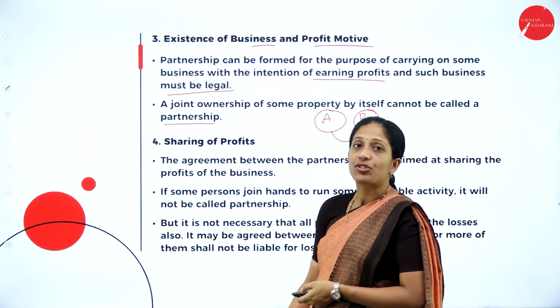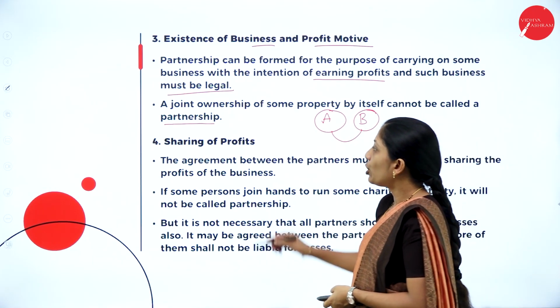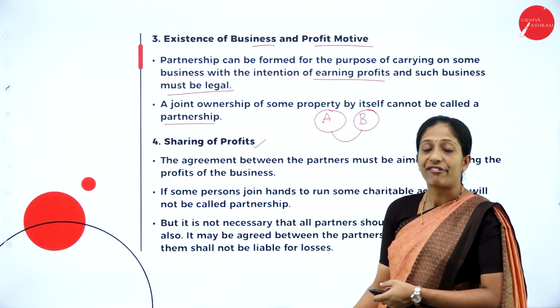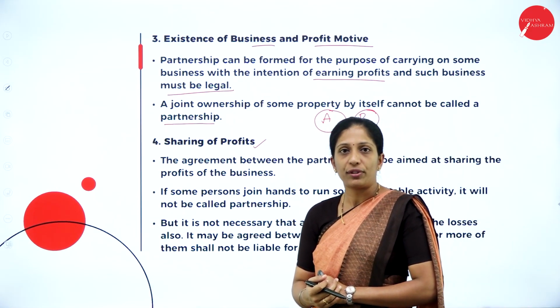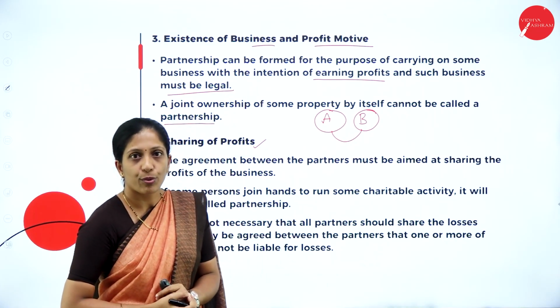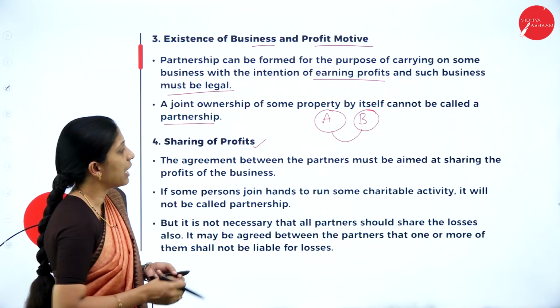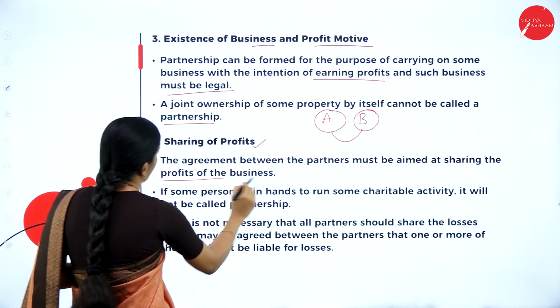Or else they are just joint owners of that particular property. Next, the fourth one is sharing of profit. Of course, the main intention of the partnership firm is to earn profit. Then they should share the profits also. The agreement between the partners must be aimed at sharing the profits of the business.